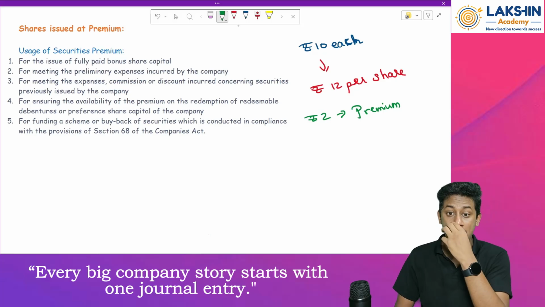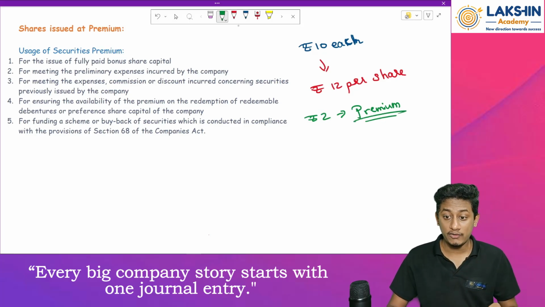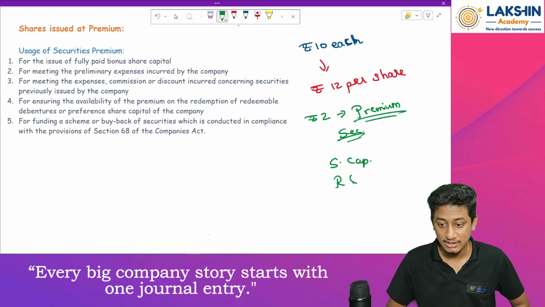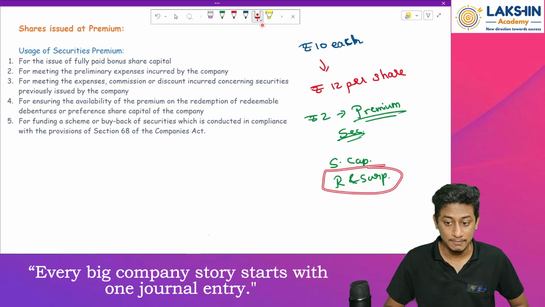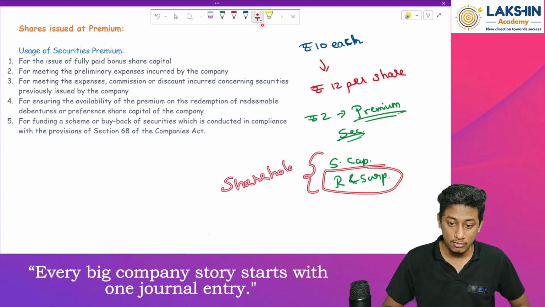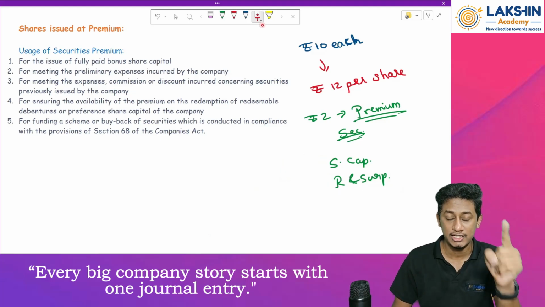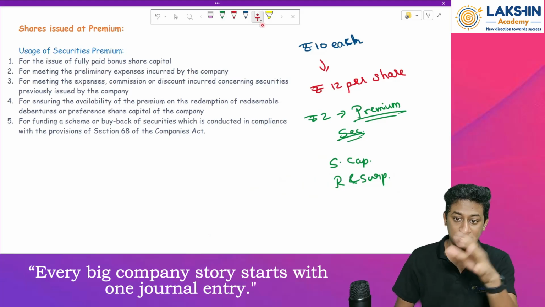But premium will be a part of what? This will be called securities premium, by the way. This premium will be part of capital. So we have share capital, and after share capital we have something called reserves and surplus. Securities premium will be a part of reserves and surplus. All together this will be called shareholders' fund. Clear? That's the format of Schedule 3 in the first unit. Please go through it and have a look at this.